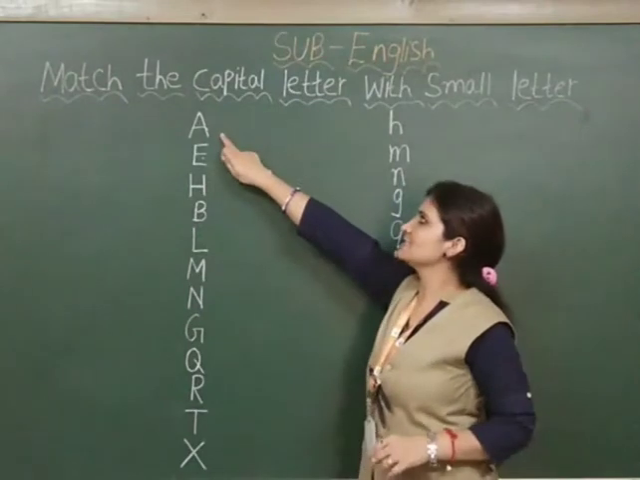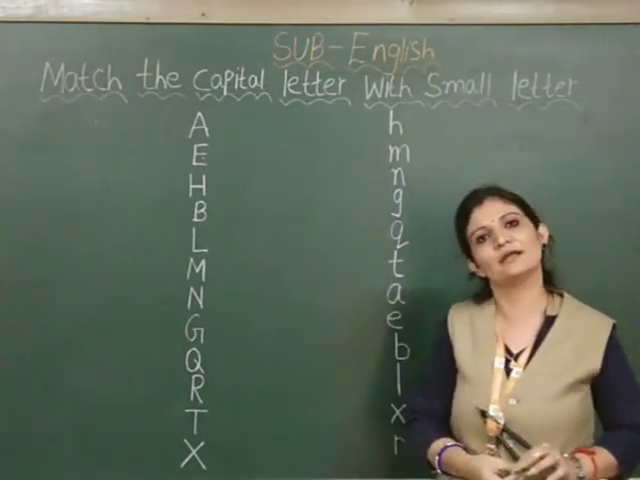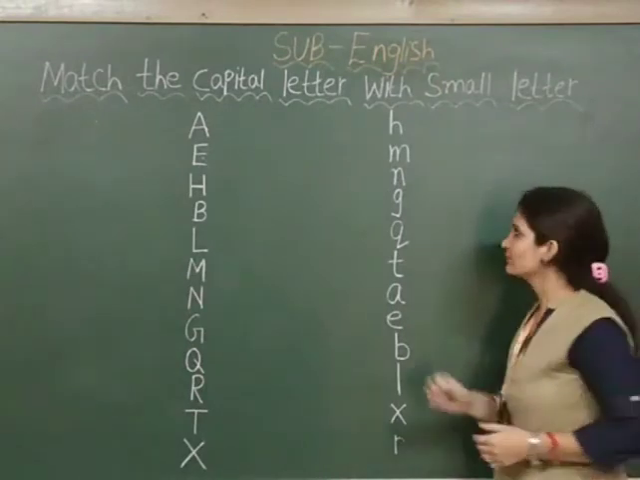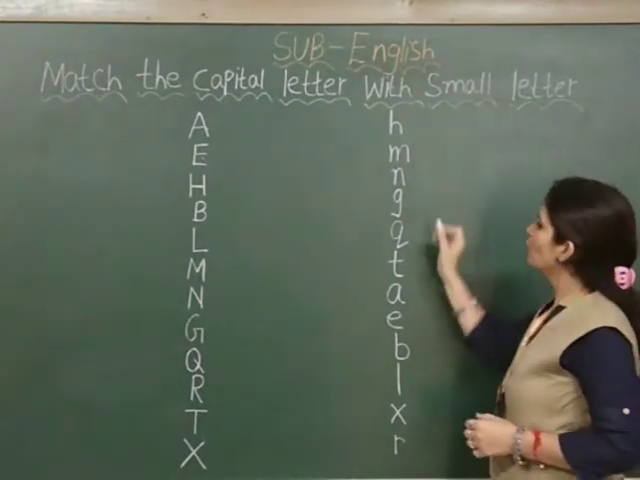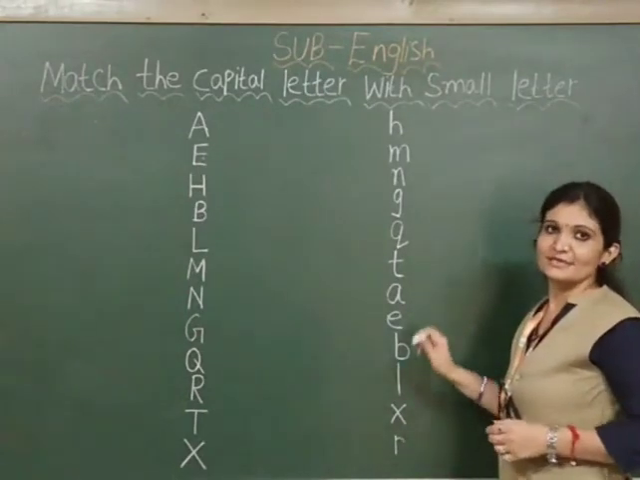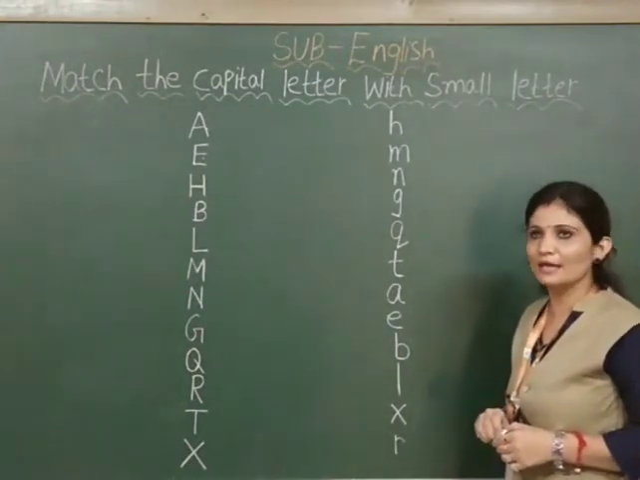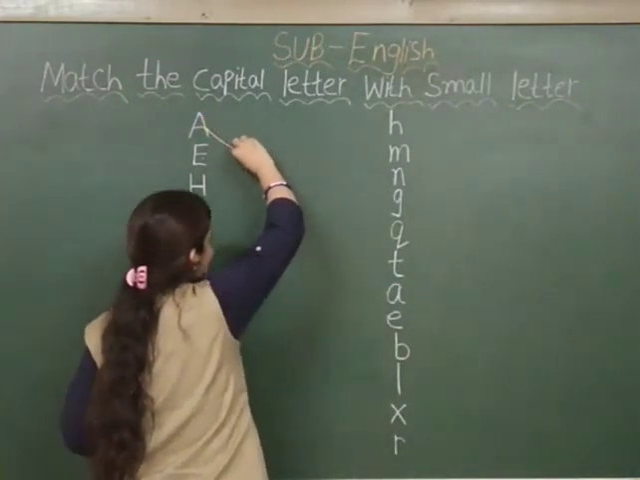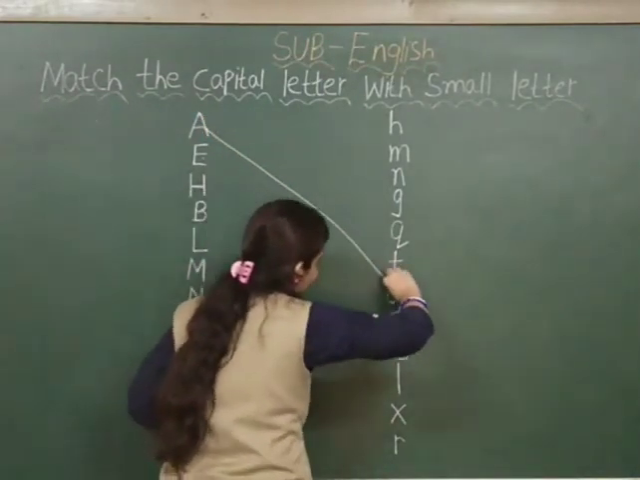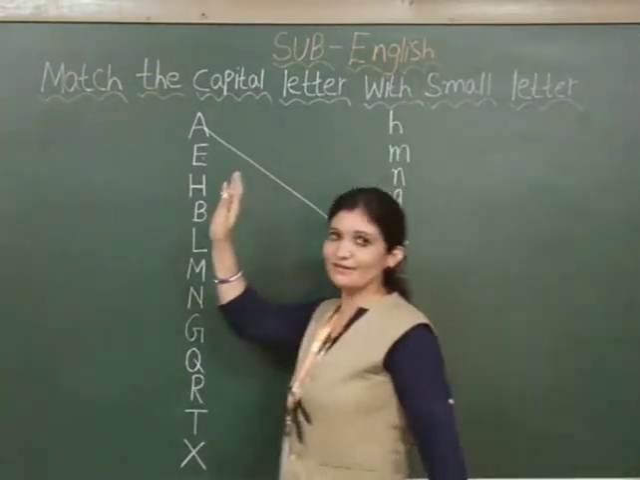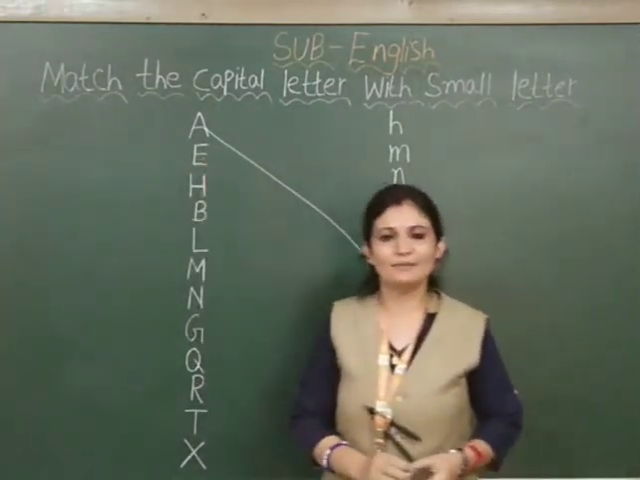Which letter is this? This is capital letter A. Now we have to find where is small letter A. This one? No. This one? No. This one? Yes. This is small letter A. Now we have to make one line. Yes, like this.